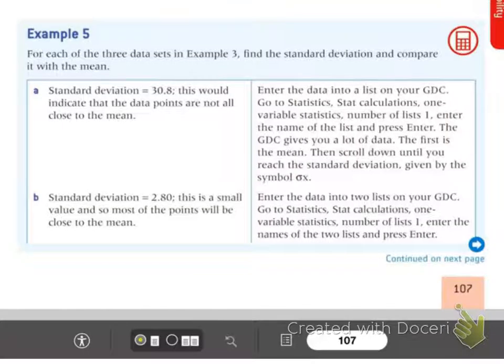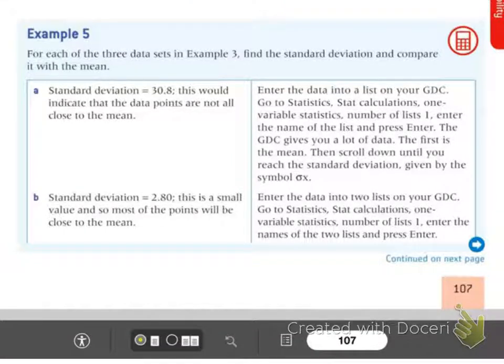So these are the answers to the questions from example 3 earlier in the book. They wanted to know, for each of the 3 data sets in example 3, find the standard deviation and compare them. So standard deviation are the first examples.